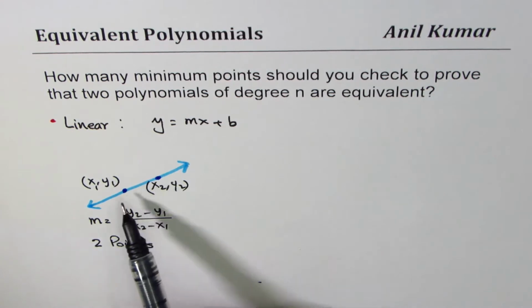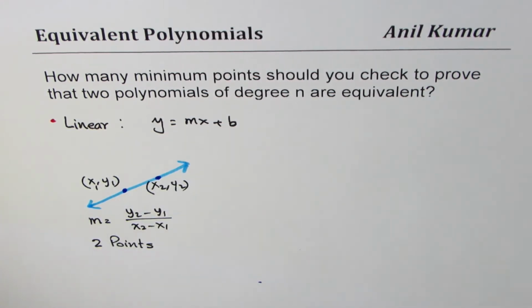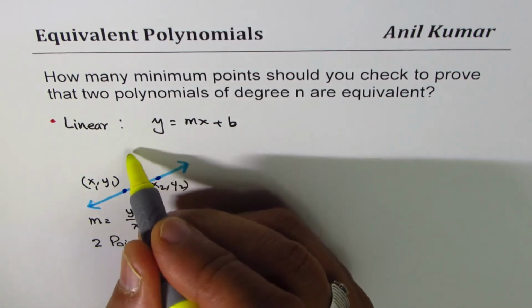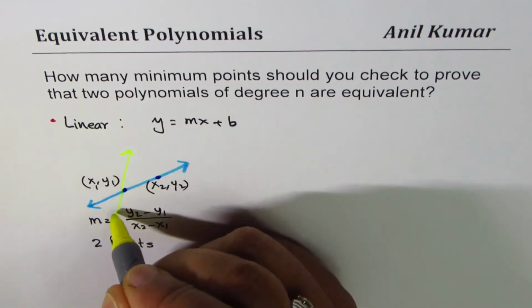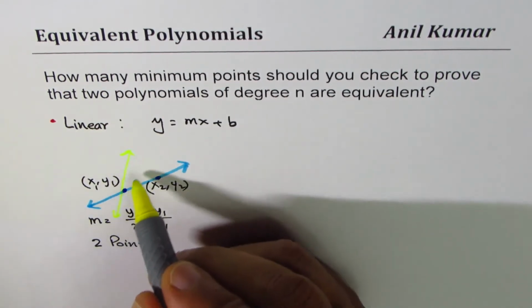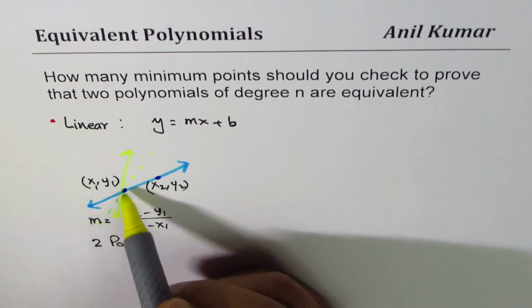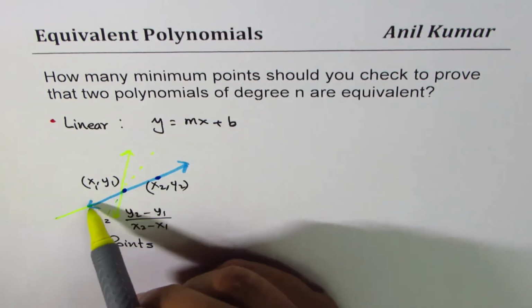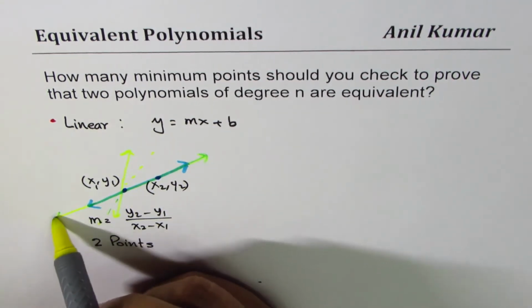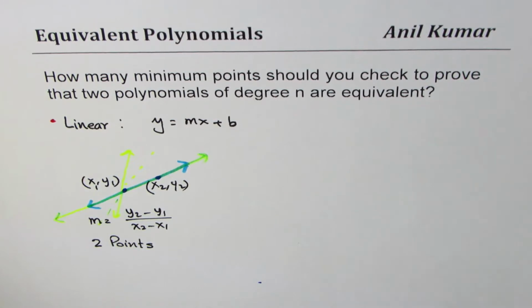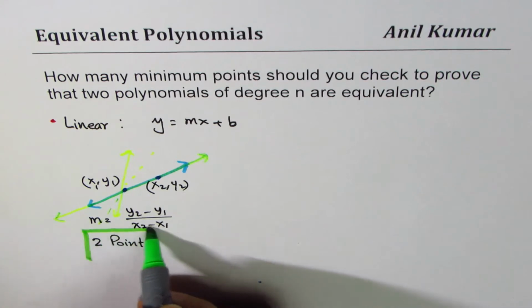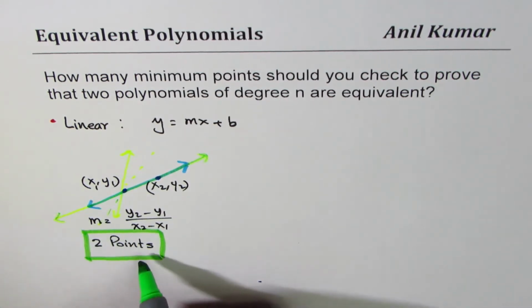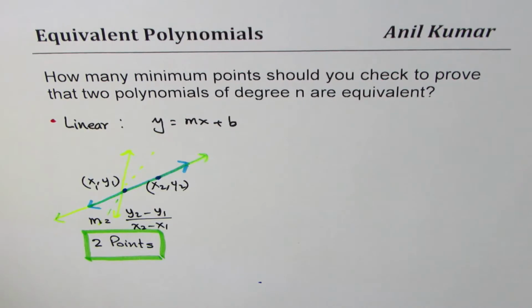So in case 2 points match, then the lines are exactly the same, right? If 1 point is matching, we could have a line like this. 1 point matching, right? Kind of like this. However, if both the points are the same, you can only draw a single line. Do you see that? You can only draw a single line. So for a linear function, we need how many points? 2 points to be sure that they are equivalent. Do you get the idea?